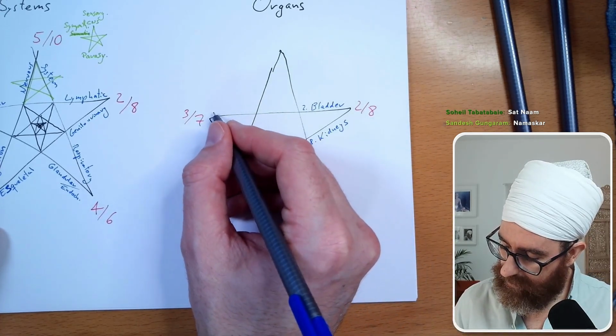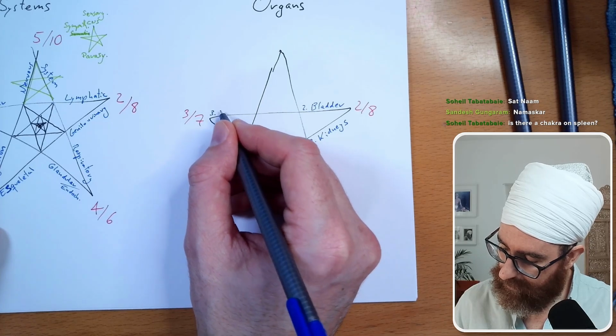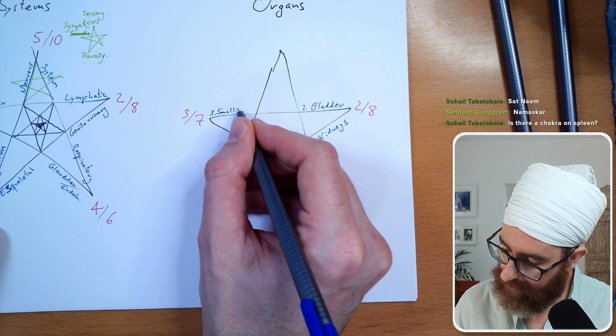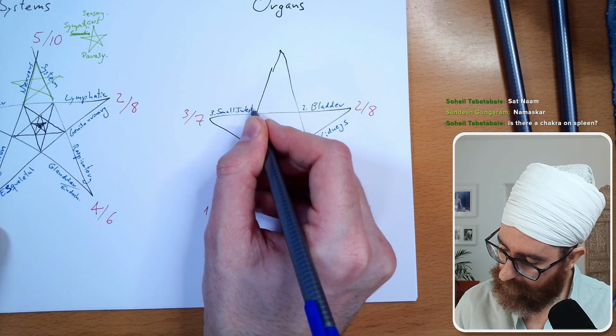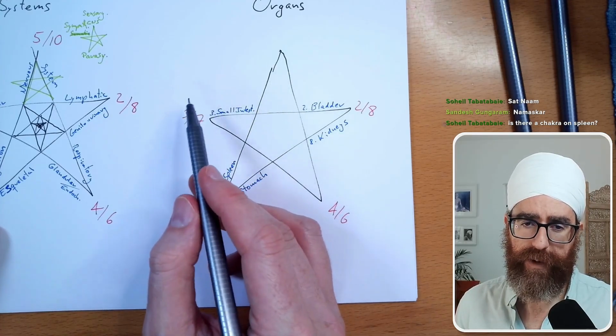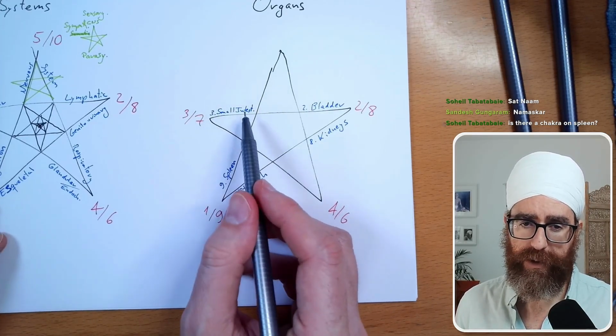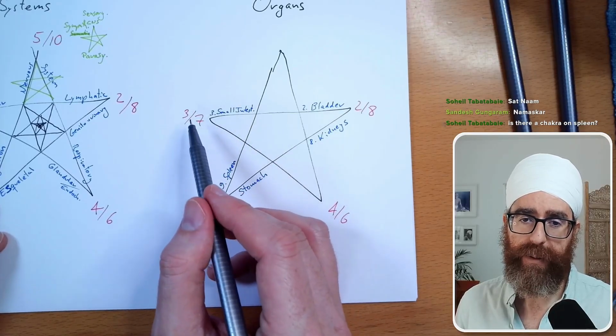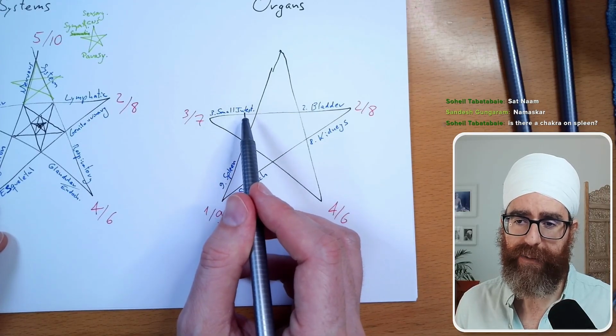Well, the third is the small intestines, which are very hot. These are probably one of the hottest parts of the body, and the heat is helping to break down everything.